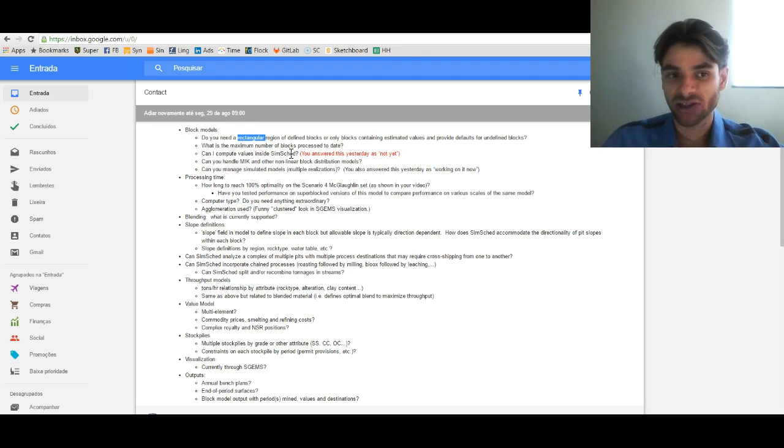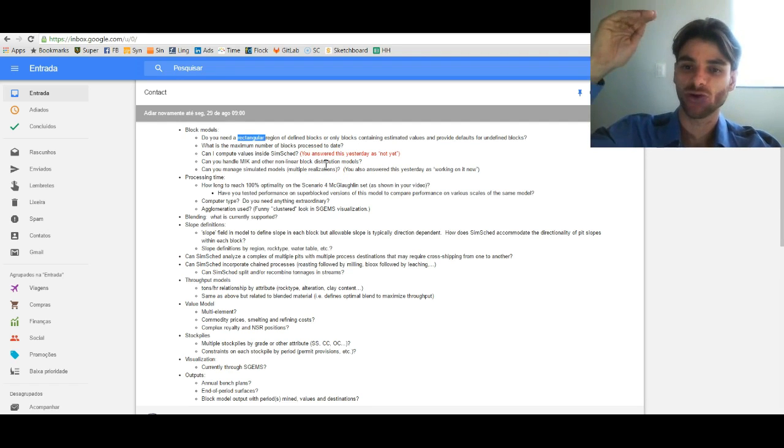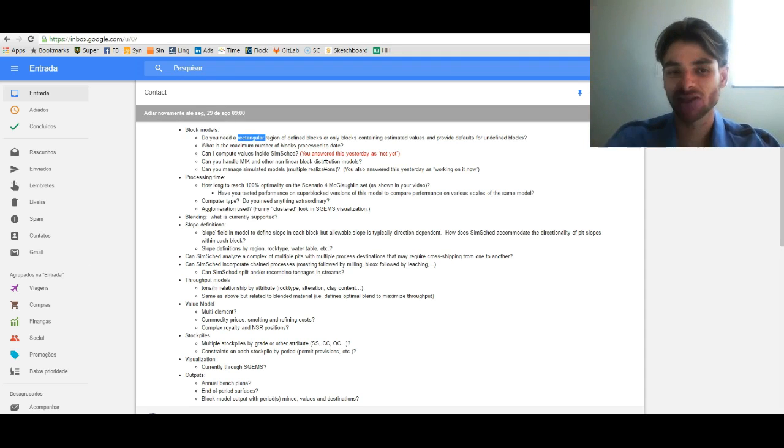Although, if there is an absence of some blocks in between in the model, SimSched understands that those are blocks with default values. It just needs to have a block above that was imported. So we assume if there is a block above somewhere, everything below that is rock.